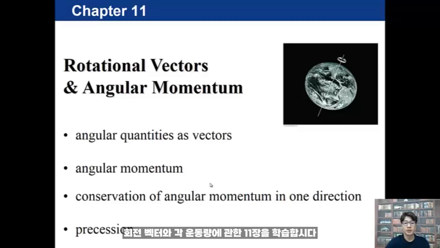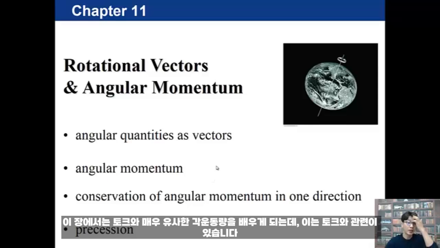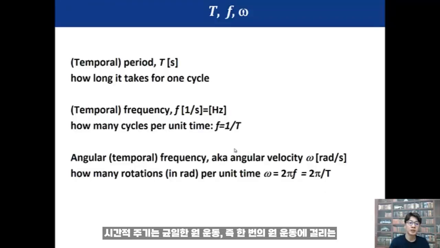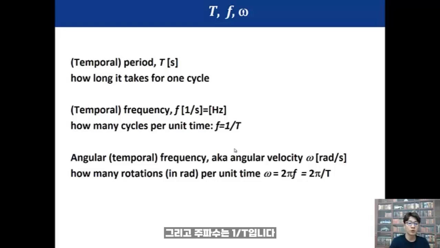We will learn chapter 11, which is on rotational vectors and angular momentum. In this chapter, we will learn angular momentum, which is very similar to, and has a relation to, torque. The temporal period, we learned this for uniform circular motion, is how long it takes for one circular repeated motion. And frequency is 1 over T, how many cycles per unit time.